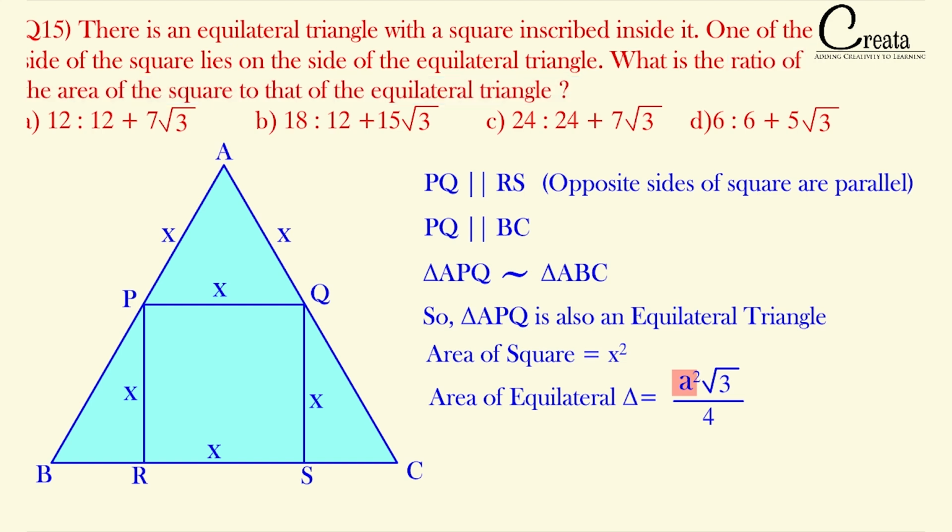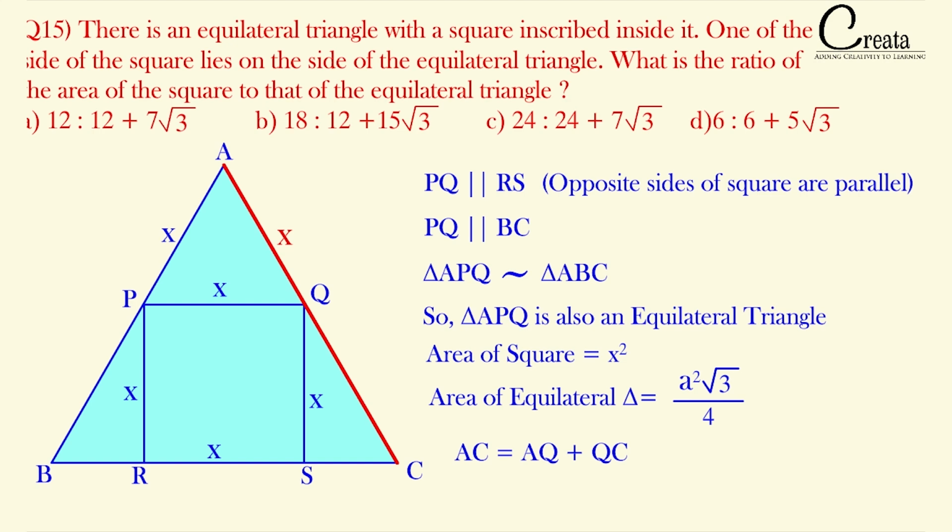Here we have to find the value of a in terms of x, means we have to find any one side of the triangle. Here if we take the side AC, which is equal to AQ plus QC, AQ we know is equal to x. Somehow if we are able to find the QC, we can find the value of AC, that is the side of the triangle. So here we will focus on finding the value of QC in terms of x.